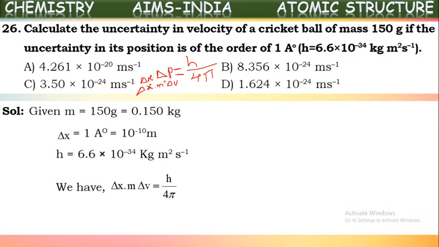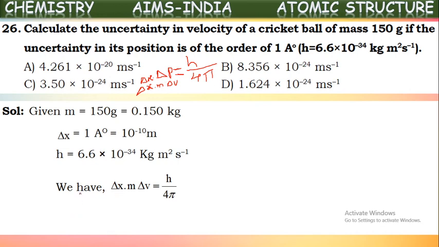Let us see the solution. Given mass as 150 grams, let us convert this into SI units, 0.15 kg, and the uncertainty in the position delta x is given as 1 angstrom. Let us convert that also into SI units, 10 to the power of minus 10 meters, because we know 1 angstrom is equal to 10 to the power of minus 10 meters or 10 to the power of minus 8 centimeters. Next, Planck's constant in SI units, 6.625 into 10 to the power of minus 34 kg meter square per second. It is already given in the problem, so let us take it as it is.